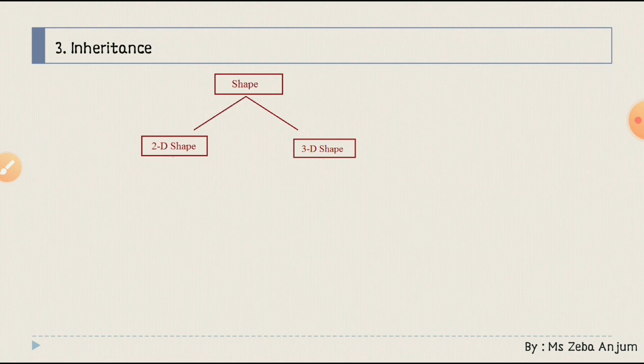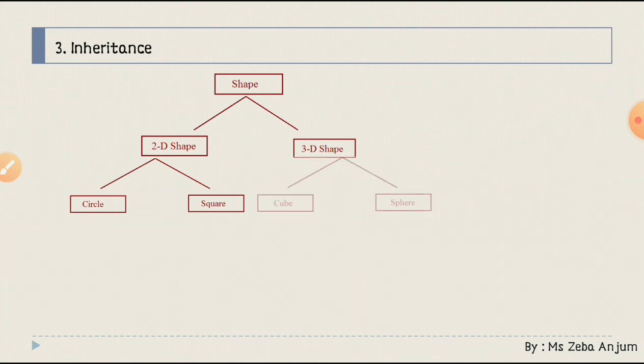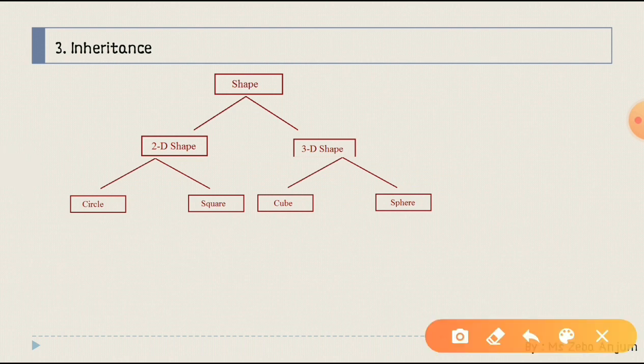And if we divide this 2D shape into further divisions, then we can see 2D shape can be divided into circle, square, rectangle, etc. But 3D shape can also be divided into cube, sphere, cuboid, etc. So with this example, what we actually mean to say is one class is inheriting the property of another class. Now see, here comes the role of your base class and your derived class, or you can say a parent class and your child class.